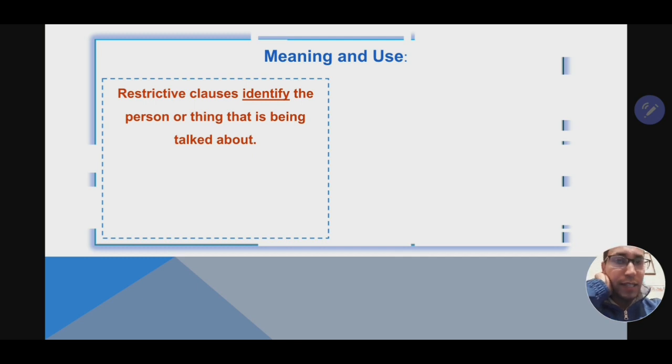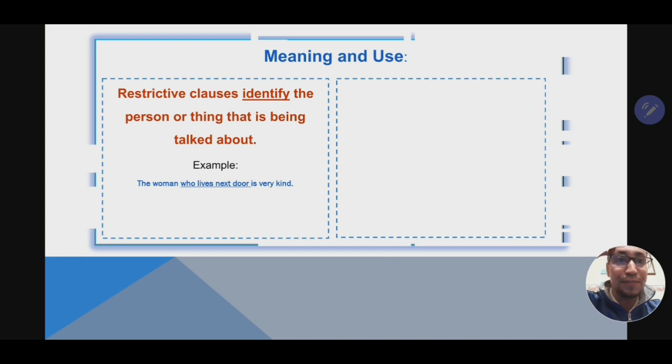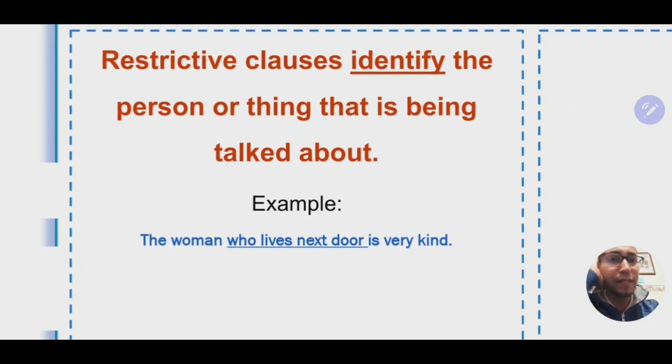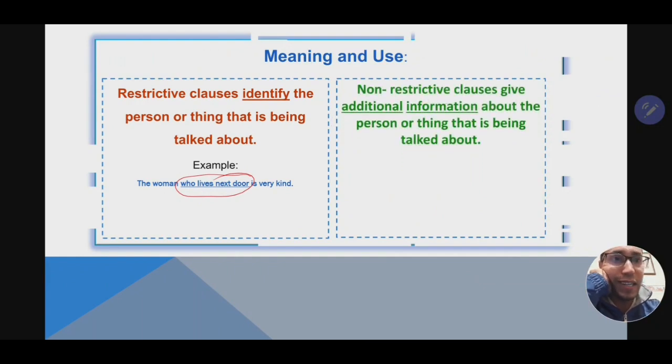We have restrictive clauses identify the person or thing that is being talked about. For example, the woman who lives next door is very kind. The restrictive clause is who lives next door. So if we say the woman is very kind, you will ask the question, which woman? That's why we said the woman who lives next door, not any woman. That's why we have to identify the woman. Who is this woman? Now let's go to the next, which is non-restrictive clauses.